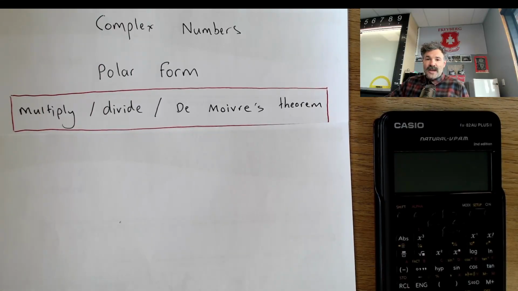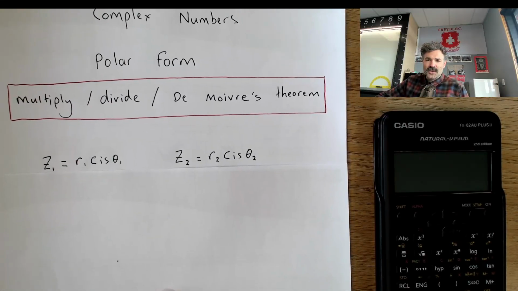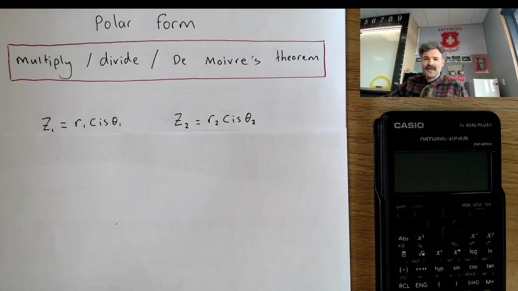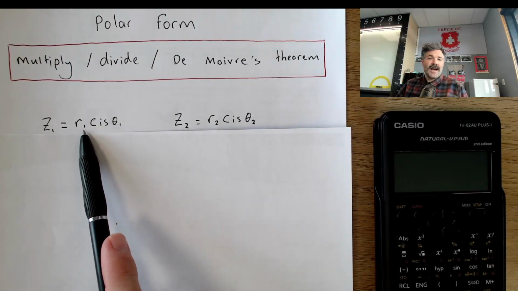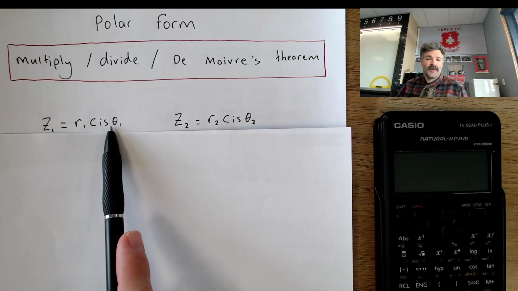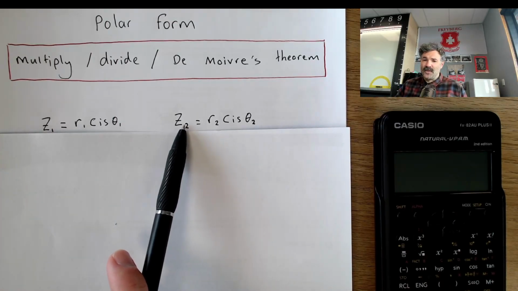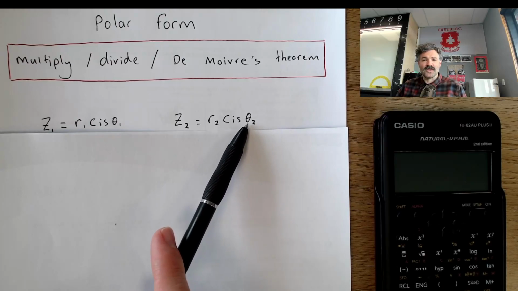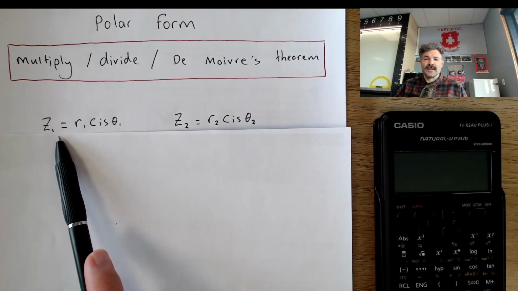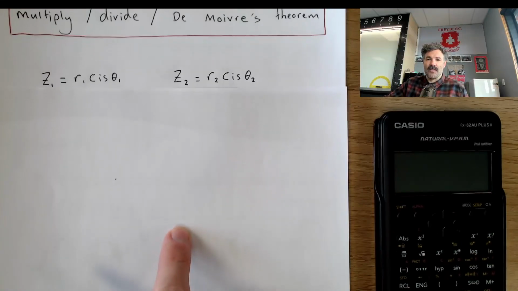So first of all, we have complex numbers in polar form. Let's say we've got two different complex numbers in polar form. We're going to call this one complex number 1, Z1, and it's got some R, we'll call it R1, and some angle, theta1. And then we've got another complex number, Z2, and this has got a different R, R2, and some different angle, theta2. So two complex numbers. Let's say we wanted to multiply these two complex numbers, and we are in polar form.